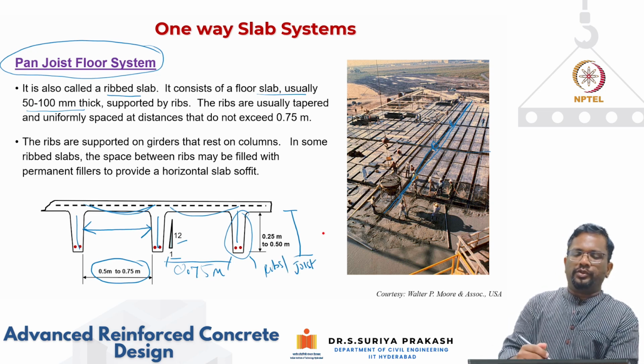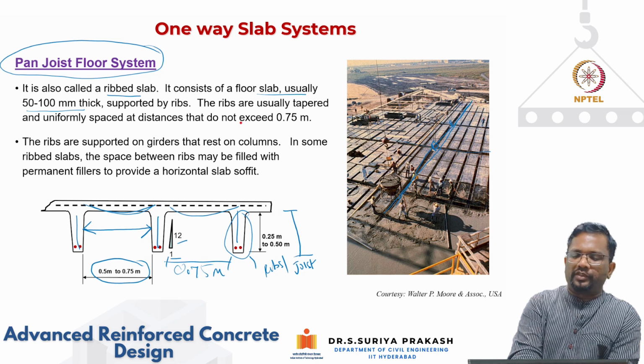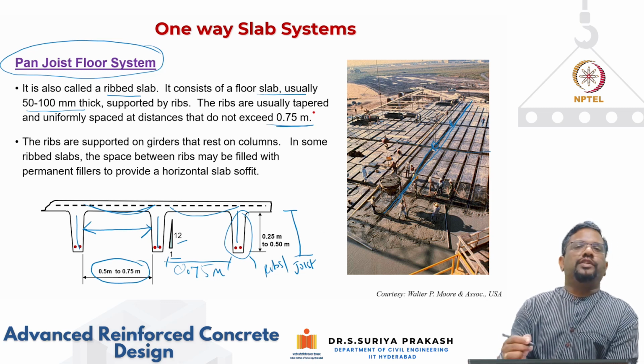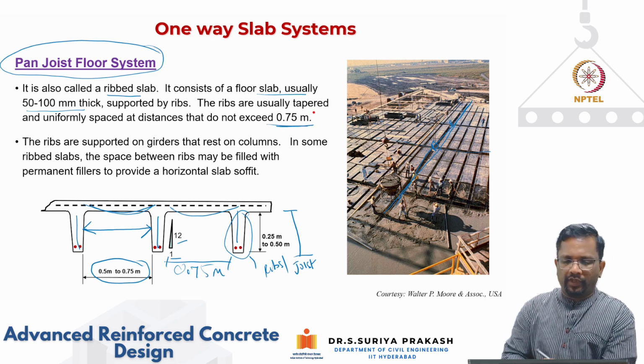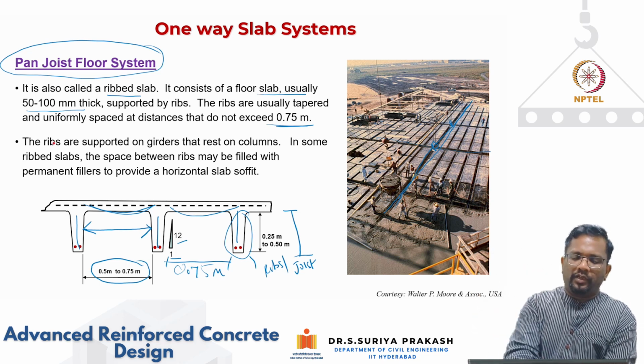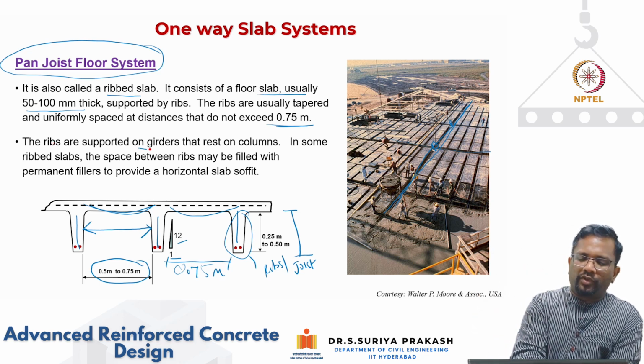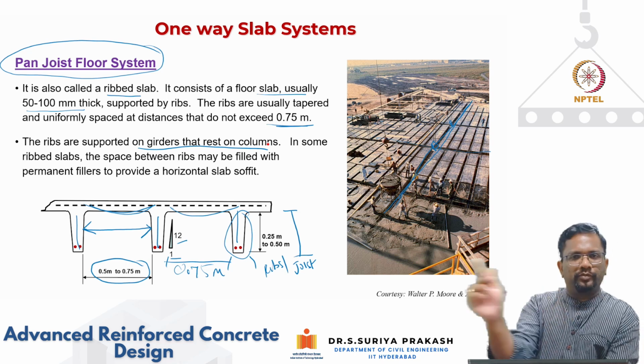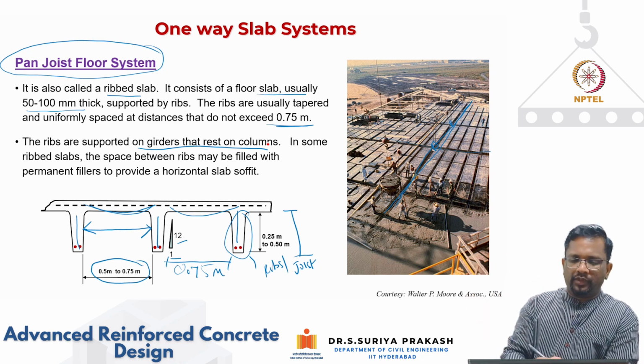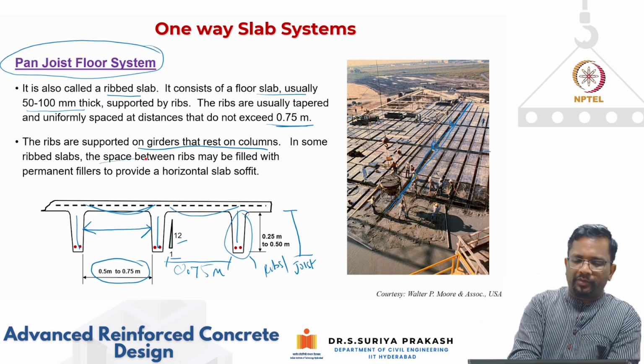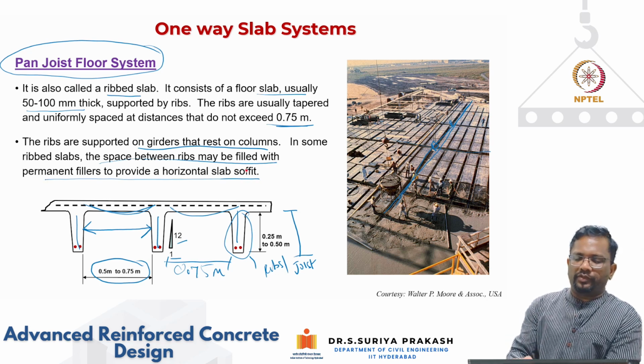Okay, the ribs are usually tapered and uniformly spaced at a distance that does not exceed 0.75 meter, as we have discussed. And these ribs again get supported on girders that run between the columns. So in some ribbed slabs, the space between the ribs may be filled with permanent pillars to produce horizontal slabs. So what does that mean?